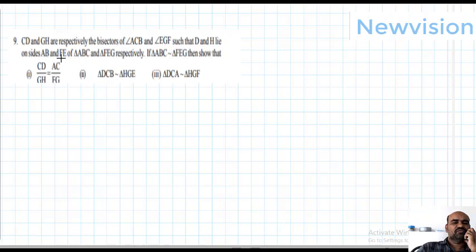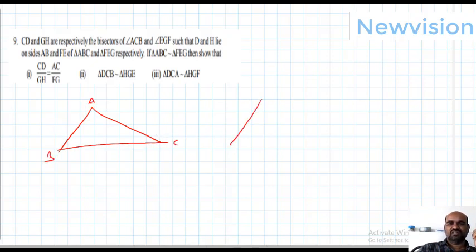Yeah, students, ninth problem. CD, GH respectively the bisectors of angle ACB and EGF such that D and H lie on the side AB and EF of triangle ABC and triangle FEG respectively. Triangle ABC, first of all I want to draw a diagram. This is one triangle, ABC triangle. This is another, FEG, order important here, triangle.